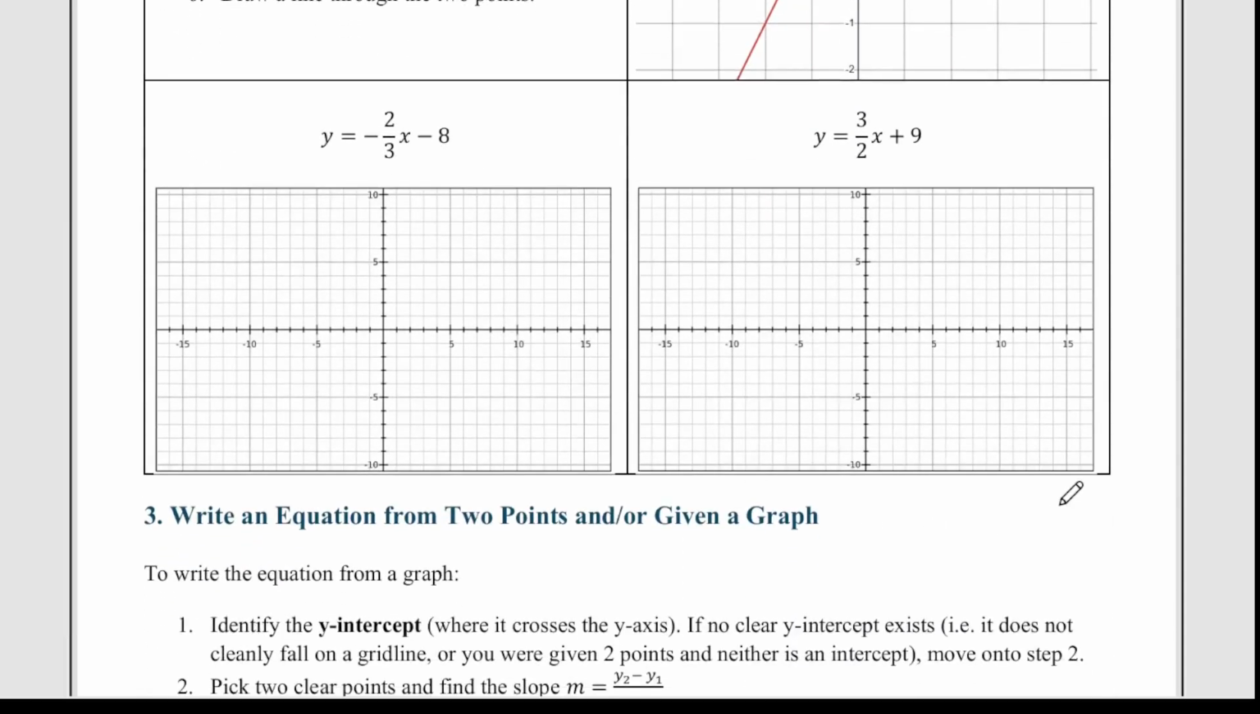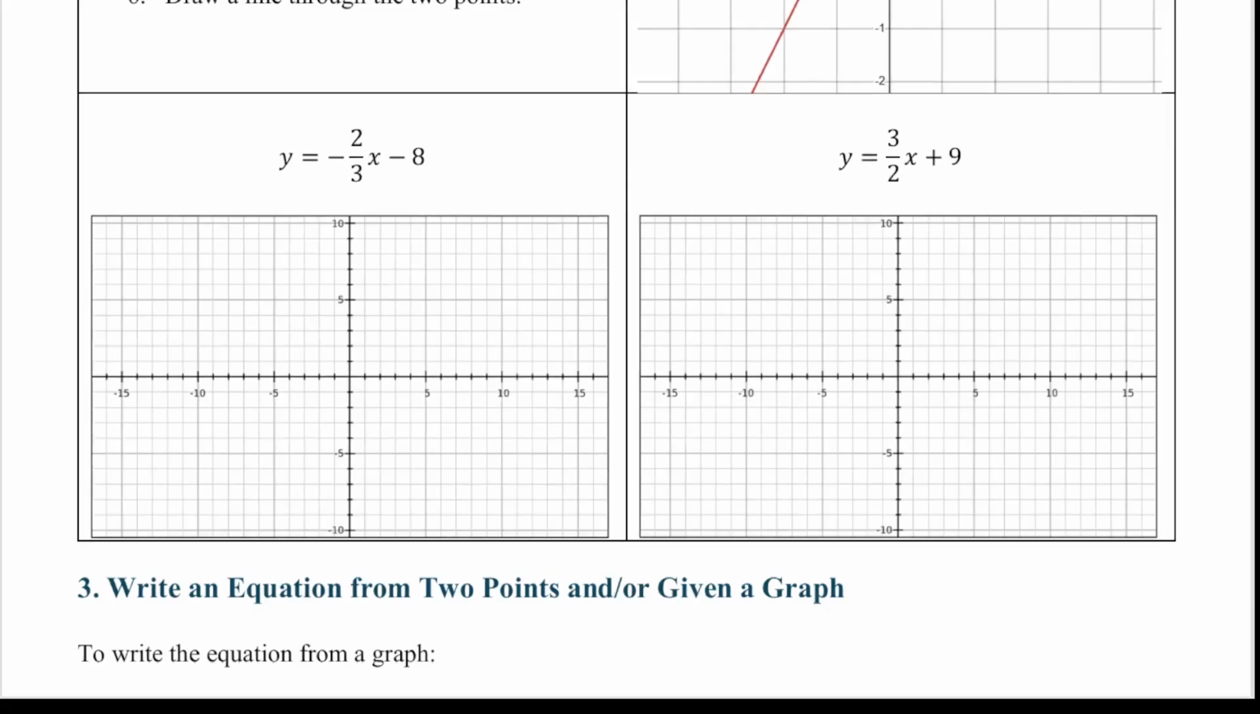So go ahead and pause your video and try to graph both of these equations yourself, and then we will go through how to graph those together.